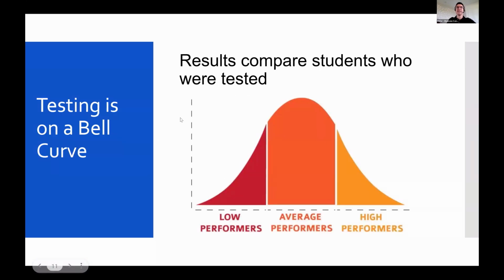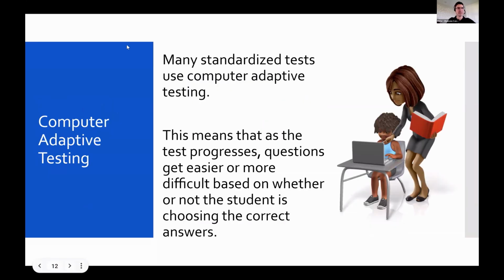Test results and testing is on a bell curve for standardized and state testing. So what that means is that results are compared between students who were tested. So if you look at this graphic right here, we have this bell curve, and in the middle we have average performers on the test, and then to the left we have people who are lower performing than that and higher performing than that on the specific exam.